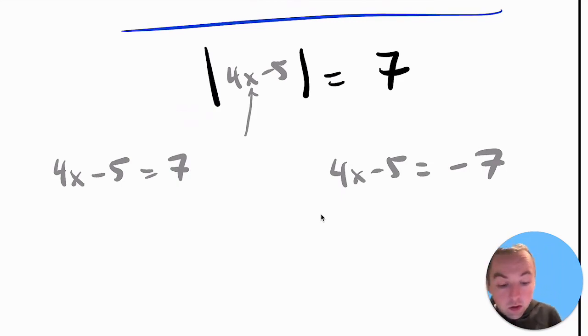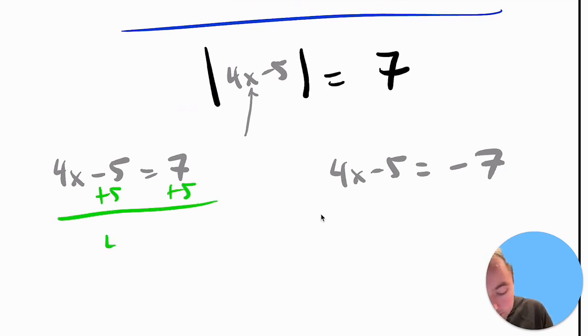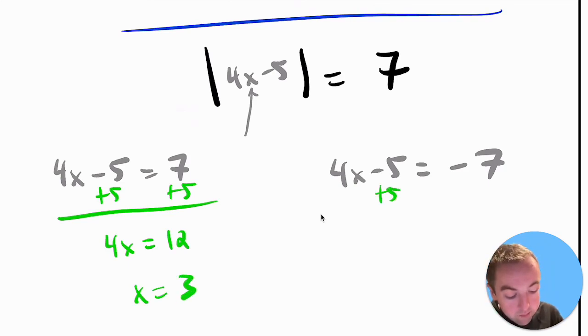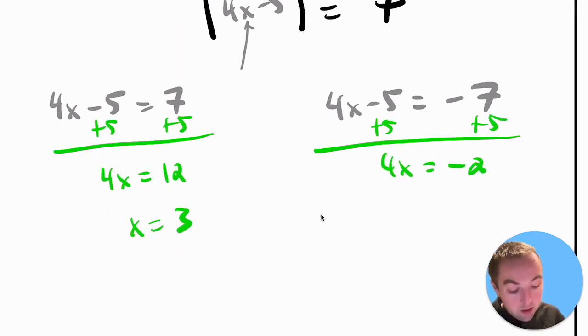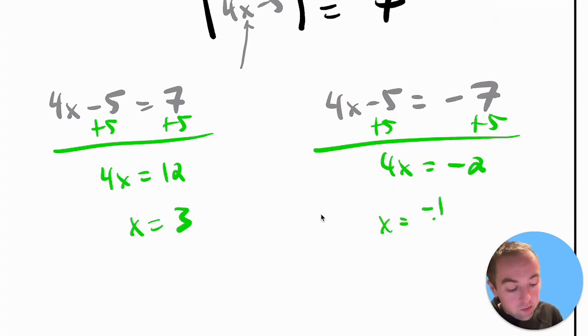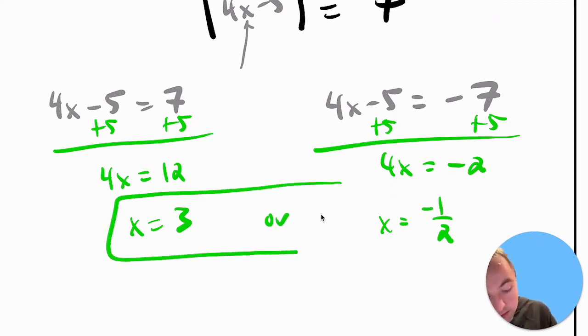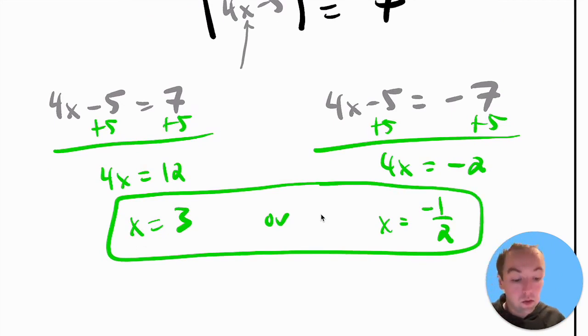So then I would just solve both of these individual equations. So add 5 to get the 4x alone on the left side equals 12, and then if you divide by 4, x equals 3. And then if we go to the other one, add 5, then 4x is going to be equal to negative 2, and then if you divide by 4, you're going to end up getting that x equals negative 2/4, which you're going to be able to reduce down to negative 1/2. So it does turn out that those two numbers right there are going to be the solutions.